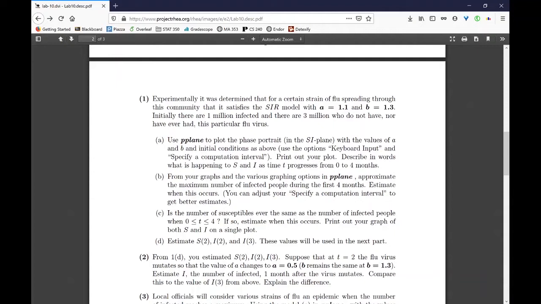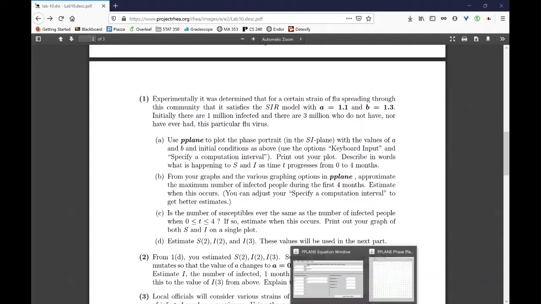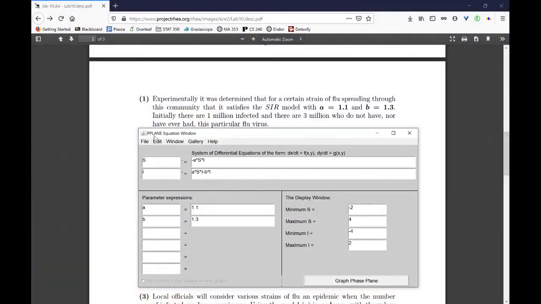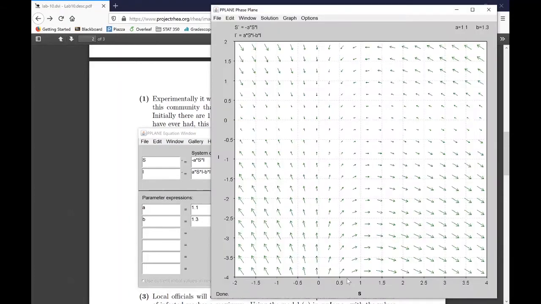So for part A, we're going to use p-plane to plot the phase portrait with the values A and B and the initial conditions as above. Again, this should be pretty familiar to you guys. We just have S prime equal to negative A times S times I, and I prime equal to A times S times I minus B times I. And I've specified these parameters down here. So if we graph the phase plane, it should look like this.